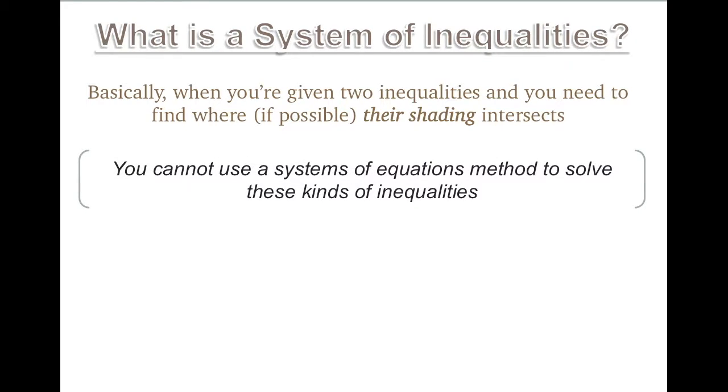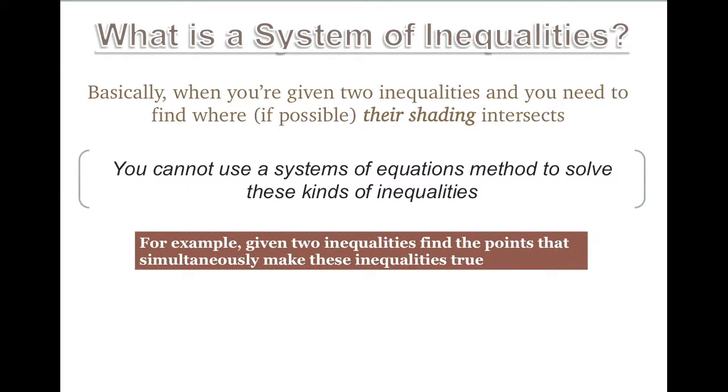The thing about this is that you actually can't use a systems of equations method like comparison, substitution, elimination to solve these kinds of inequalities. For example, given two inequalities, find the points that simultaneously, so at the same time, make these inequalities true. So if you're given two inequalities, don't say to yourself, okay, I'm going to do one of the systems methods like comparison method. No. In this case, it's better to try and graph them.